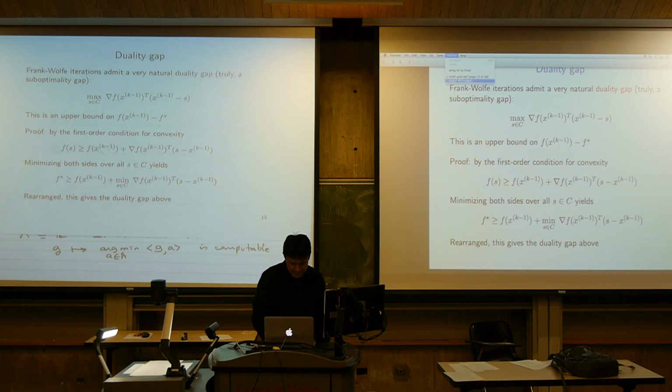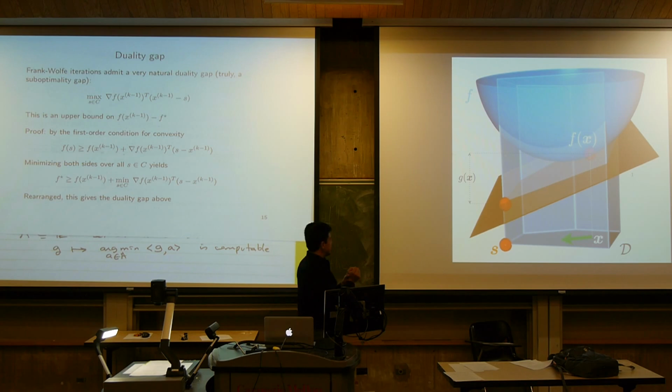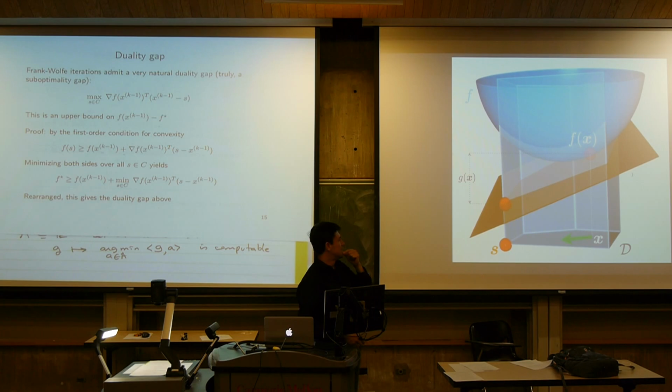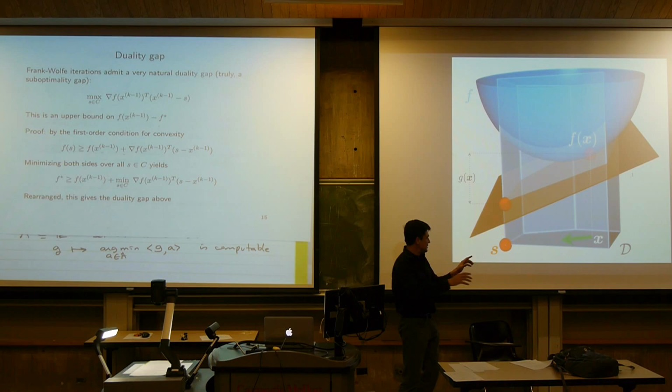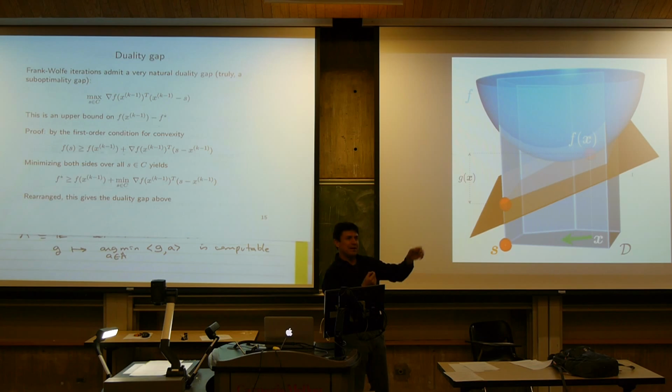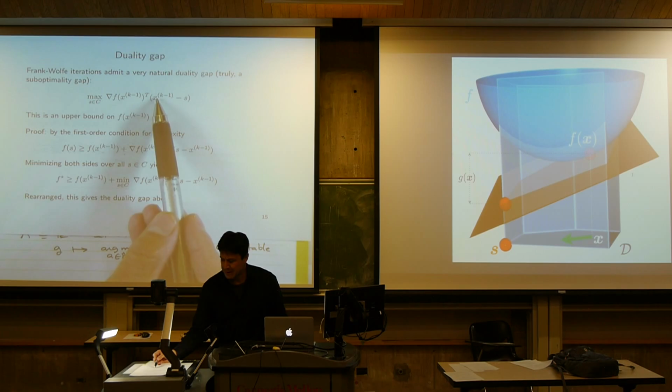So here is a very nice good looking picture. The duality gap is actually this quantity here. Let me give you a very hand-wavy, very informal description of what that quantity is. It is the difference between S and X, X minus S, multiplied by the relevant slope. What is the slope there? The slope is the gradient at X. And that's what you have here: you look at the gradient multiplied by x minus s.